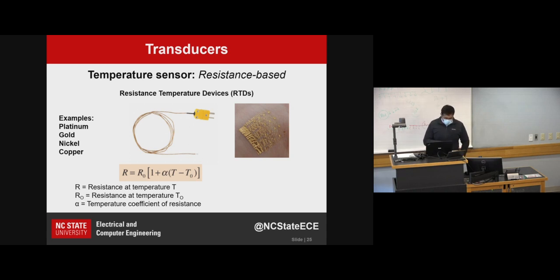So we have a linear relationship for this one. And then for the thermistors, we have an exponential. It can go up or down depending on whether it's NTC or PTC, whatever we are using. Now, if I want to develop a highly sensitive temperature sensor, I want the signal to change as much as possible for a very small temperature variation, right?